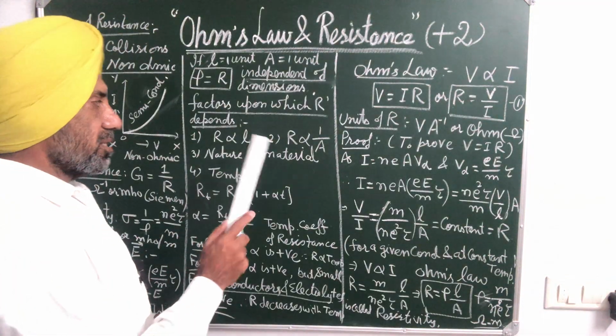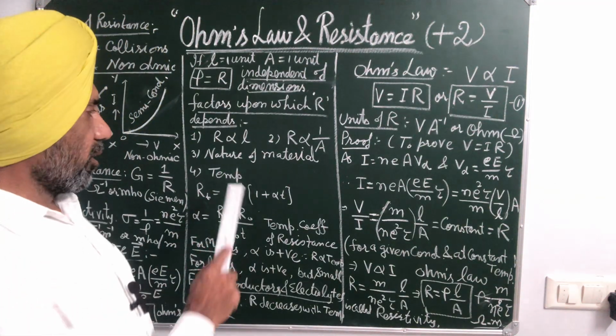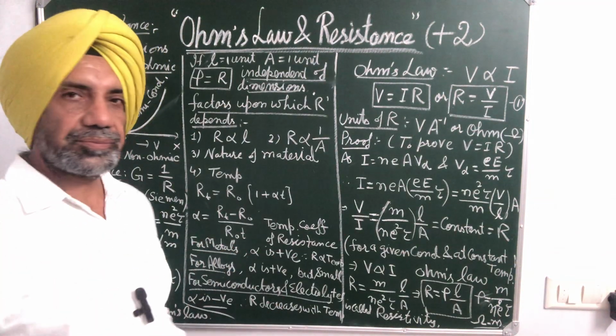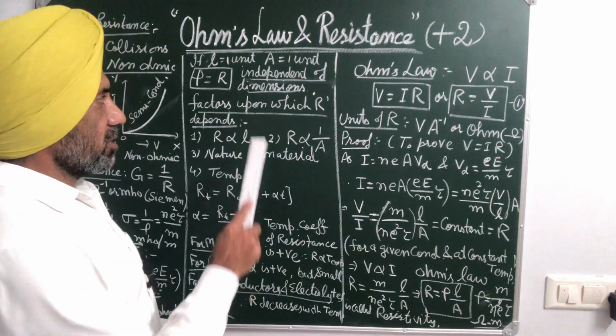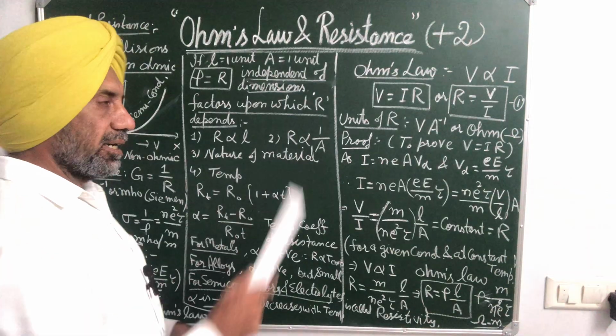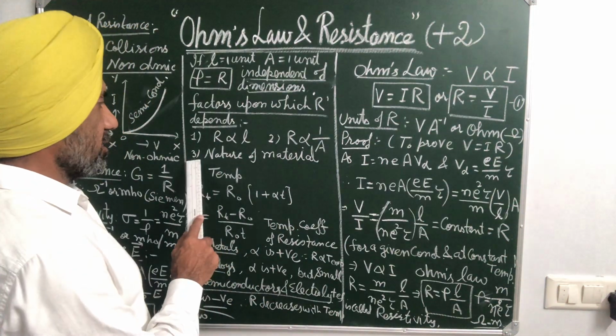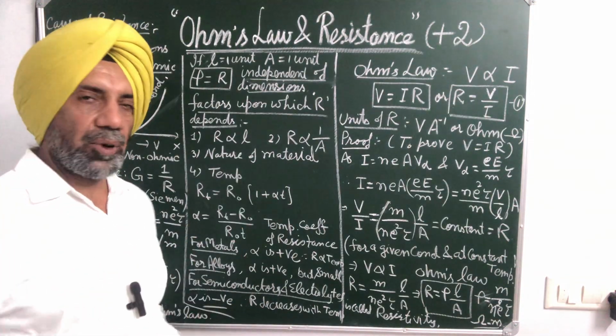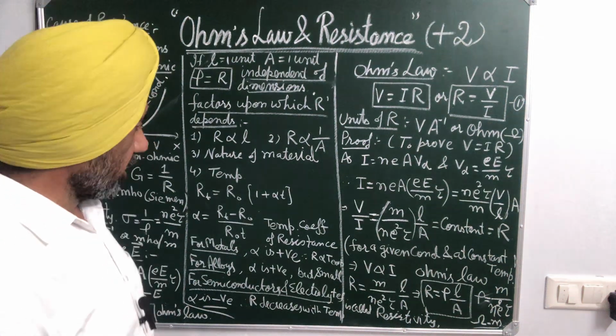Third, resistance as well as resistivity depends upon the nature of the material of the conductor. So resistivity does not depend upon length or area of cross section, but resistance depends upon length and area of cross section of the conductor, whereas both R and rho depend upon the nature of the material of the conductor.